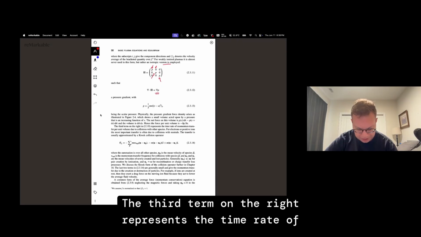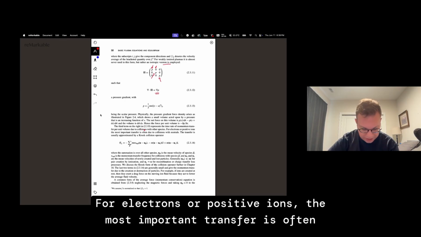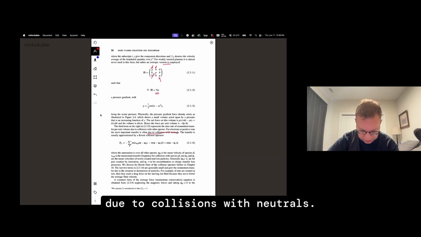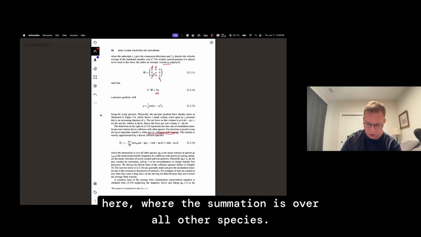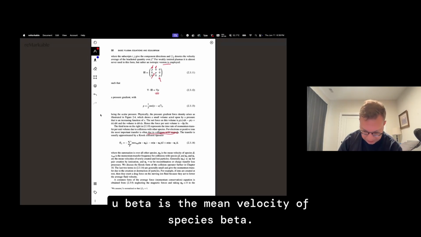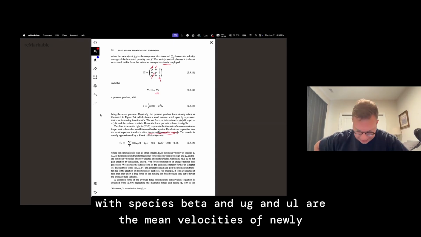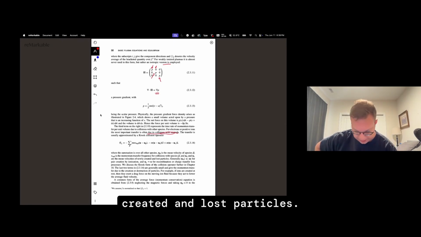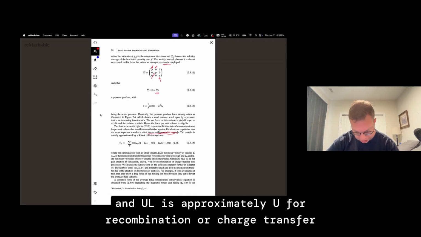The third term on the right represents the time rate of momentum transfer per unit volume due to collisions with other species. For electrons or positive ions, the most important transfer is often due to collisions with neutrals. Okay, the transfer is usually approximated by a Krook collision operator shown here, where the summation is over all other species. U beta is the mean velocity of species beta. ν_mβ is a momentum transfer frequency for collisions with species beta, and u_G and u_L are the mean velocities of newly created and lost particles. Generally, u_G is much less than u for pair creation by ionization, and u_L is approximately u for recombination or charge transfer loss processes.